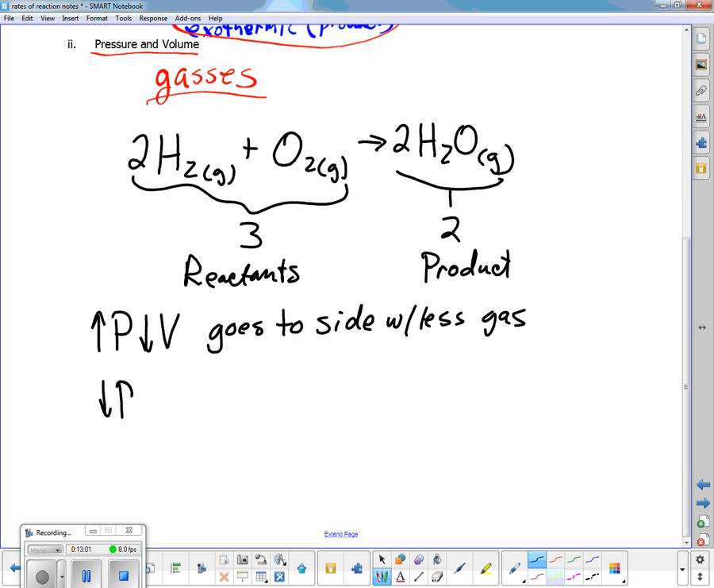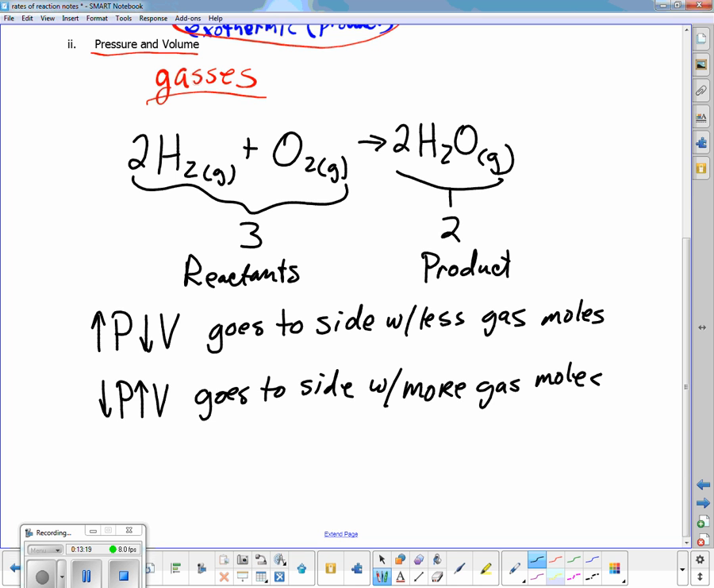Decreased pressure or increased volume, they don't have to do the same, goes to the side with more gas. I should put moles. Okay, does that make sense?